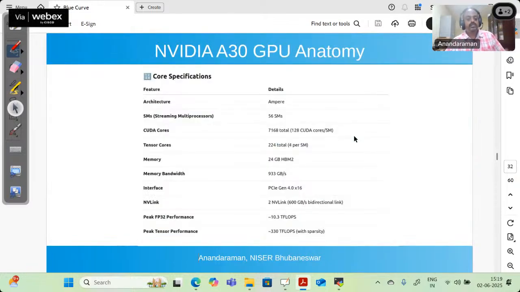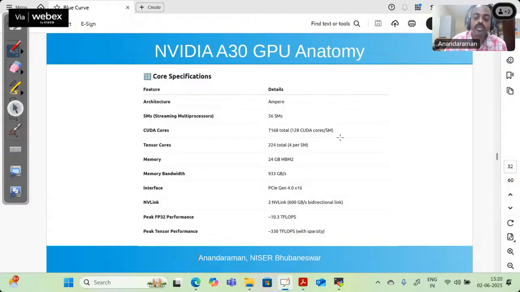Okay, so this is about my A30 GPU anatomy. Here it is the Ampere architecture. Here SM is streaming multiprocessor. So here 56 streaming multiprocessors are there.